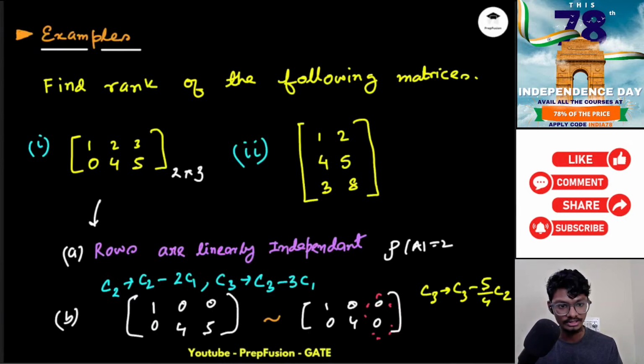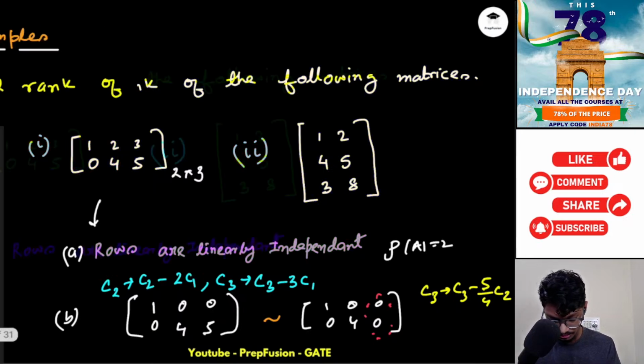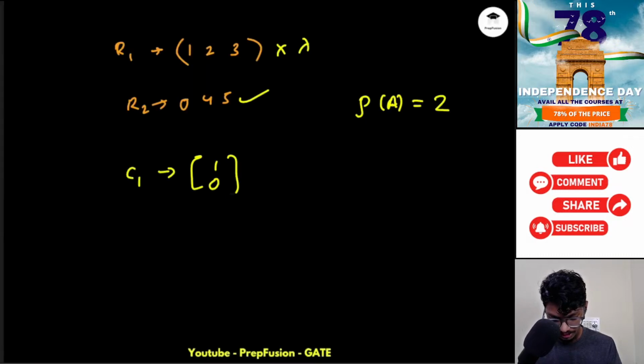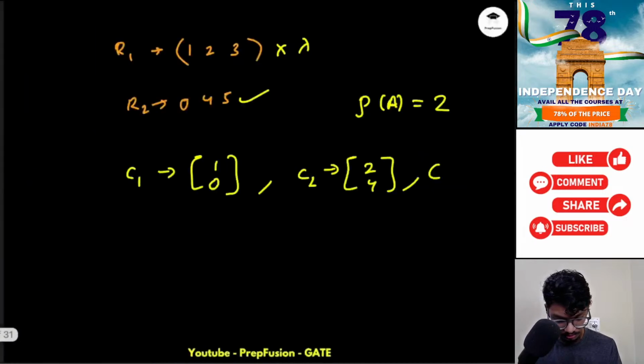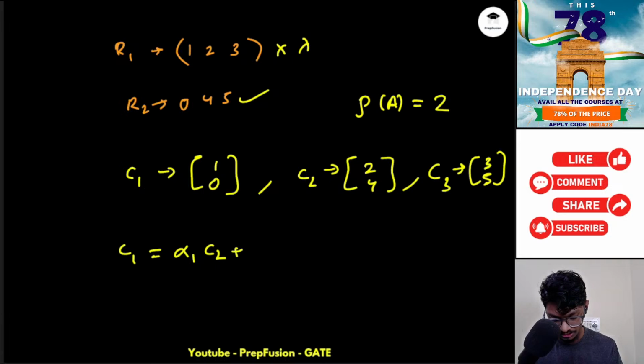If you want to understand through columns as well, you can. Whenever you have more columns than rows, you will always go with rows, because the rank will anyhow be less than or equal to the number of rows. Let's say the c1 column is (1, 0), the c2 column is (2, 4), and the c3 column is (3, 5). Can I write c1 equals alpha 1 c2 plus alpha 2 c3?